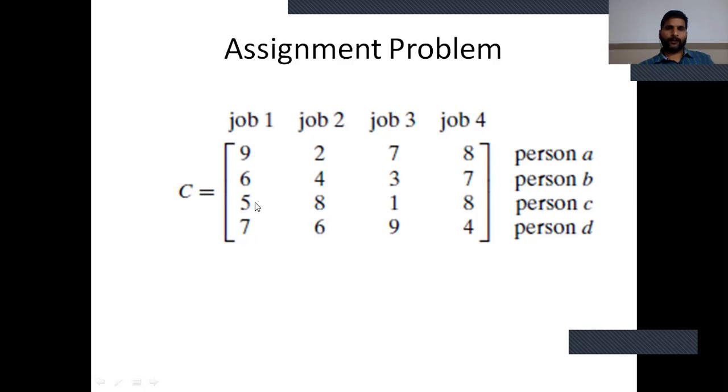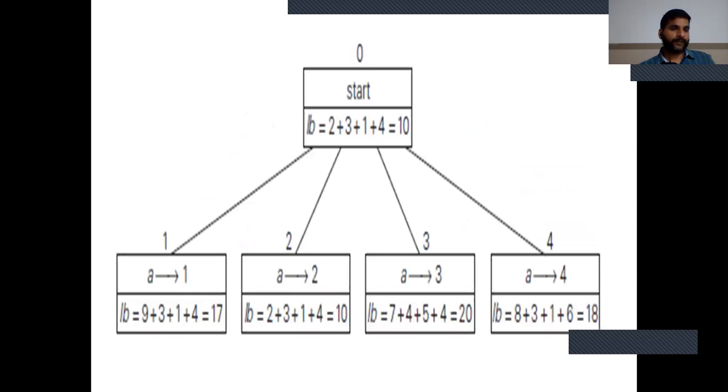And according to the matrix, we select the least values and find the lower bound value equal to 17. Similarly, A equal to 2, lower bound equals 2 plus 3 plus 1 plus 4 equal to 10. And assigning task A equal to 3, according to this, the lower bound value equals 20, and assigning task A equal to 4, the lower bound is 18. In the next level, we select the choice 2 if task 2 is assigned to person A.